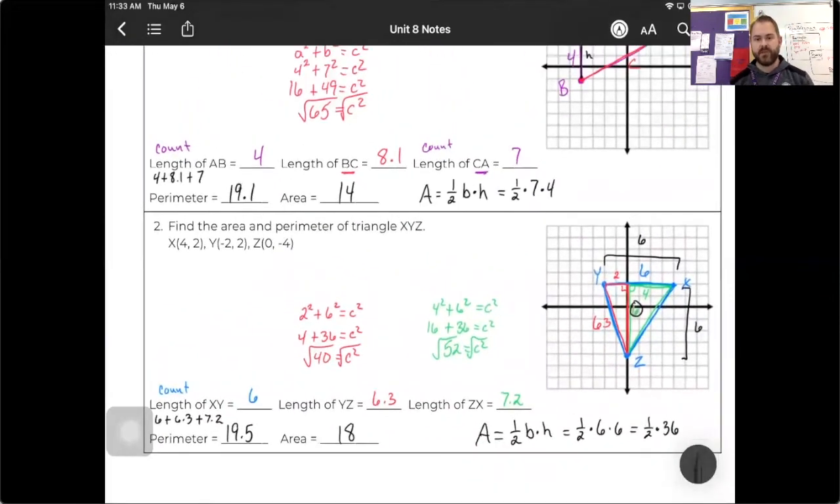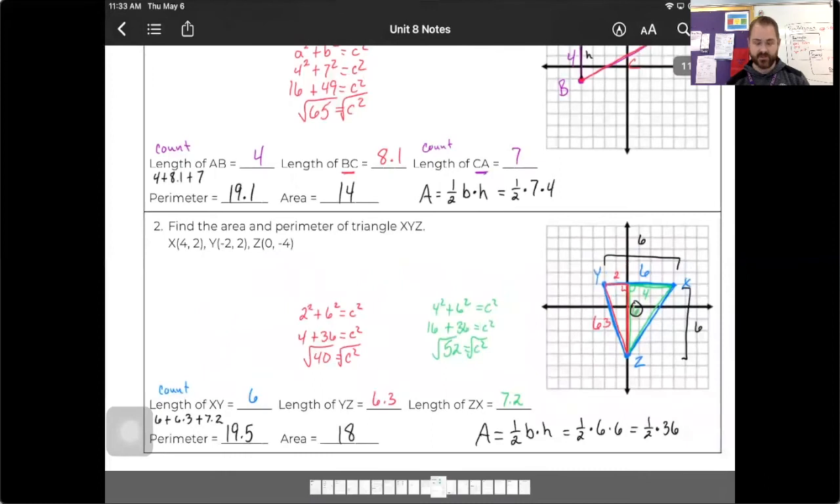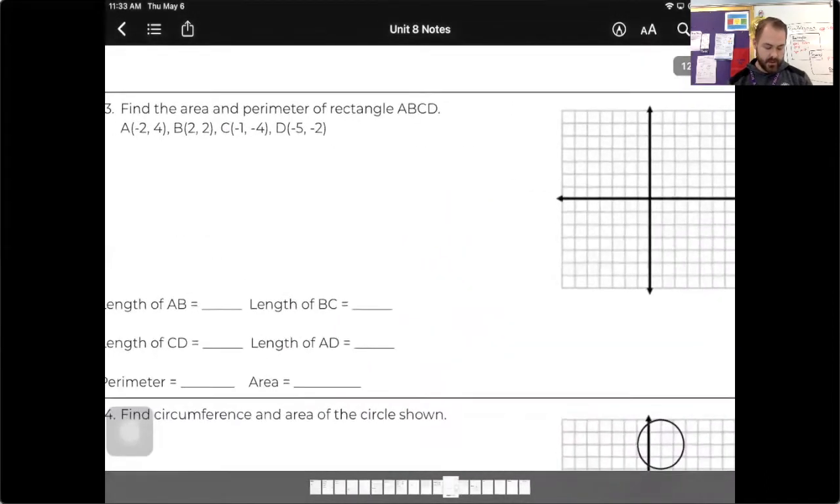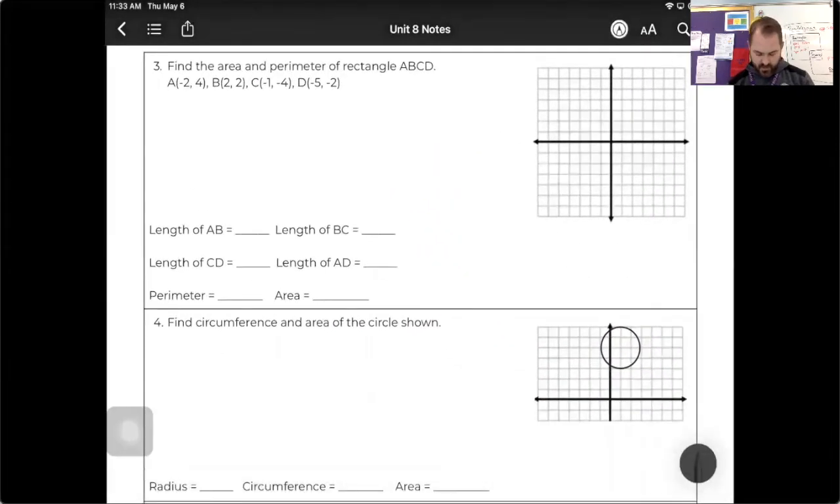Okay. If I get going too fast or you need to pause and double check something, again, pause the video. But let's go ahead and go to the next examples then. Turn the page. This time we have a rectangle. Now, rectangles sometimes are a little more simple, but be careful how you graph this to make sure it still looks like a rectangle. So we're going to plot the points first.